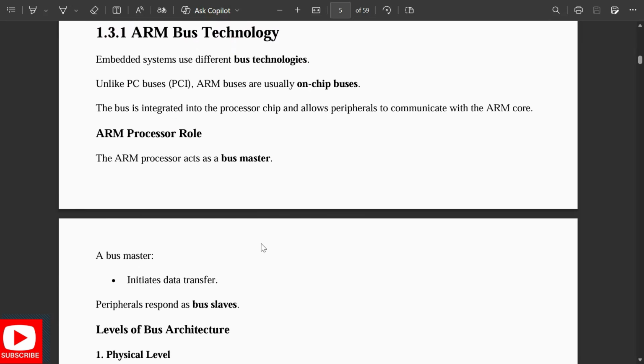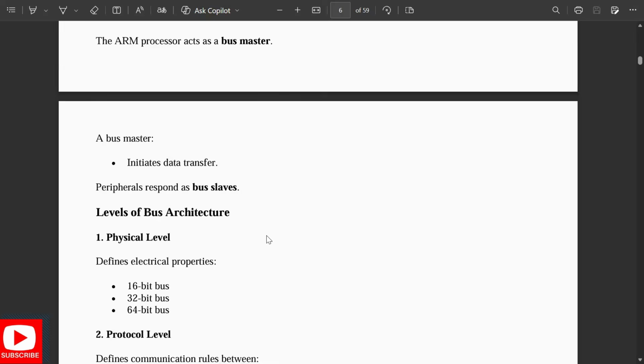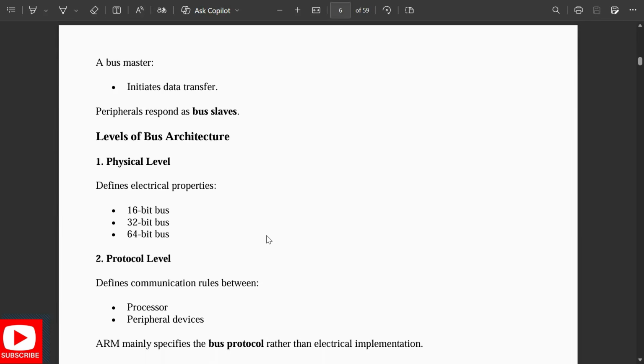The first is the ARM bus technology. Embedded systems use different bus technologies. Unlike PCs, ARM buses are usually on-chip buses. The bus is integrated into the processor chip and allows the peripherals to communicate with the ARM core. The ARM processor acts as a bus master. A bus master initiates the data transfer, and peripherals respond as bus slaves.